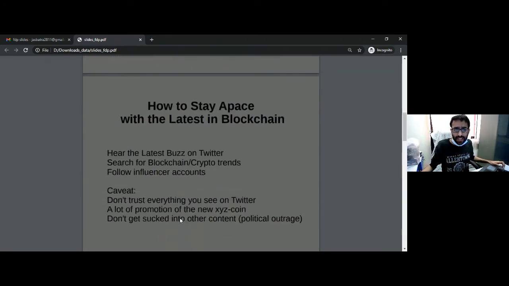Next tip and tool is to hear the latest buzz on Twitter. Twitter is a very fast means of communication, and many experts, many engineers from industry, many finance professionals, many industry leaders, as well as youngsters are on Twitter, and they share their knowledge, what they're up to, what they are interested in. So it's always nice to catch up on the latest buzz.